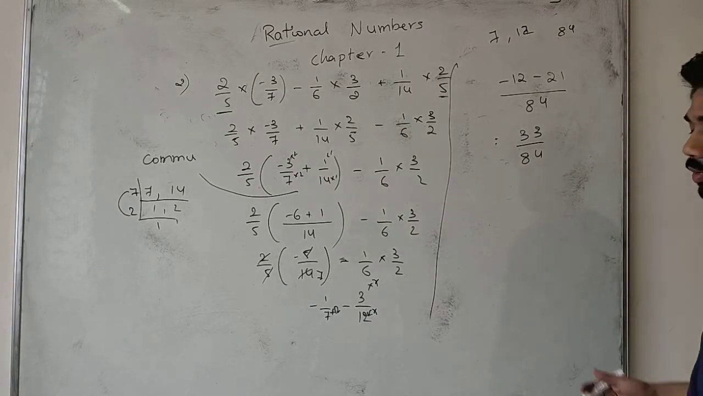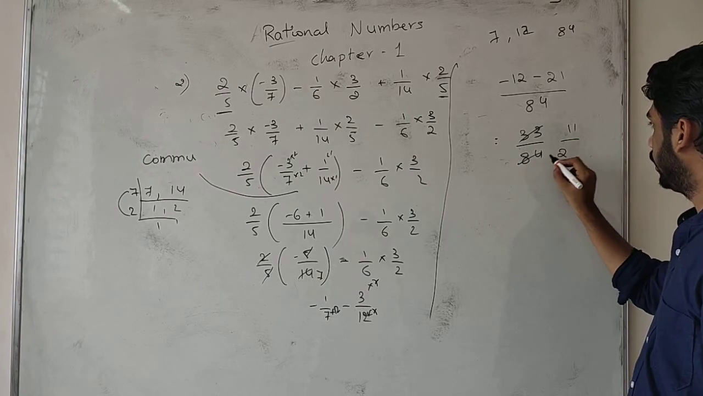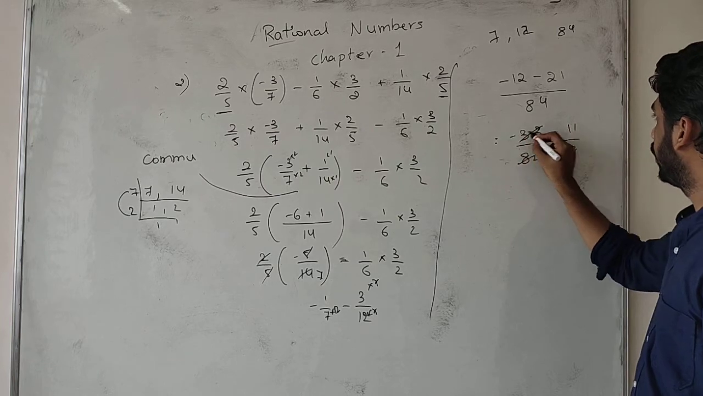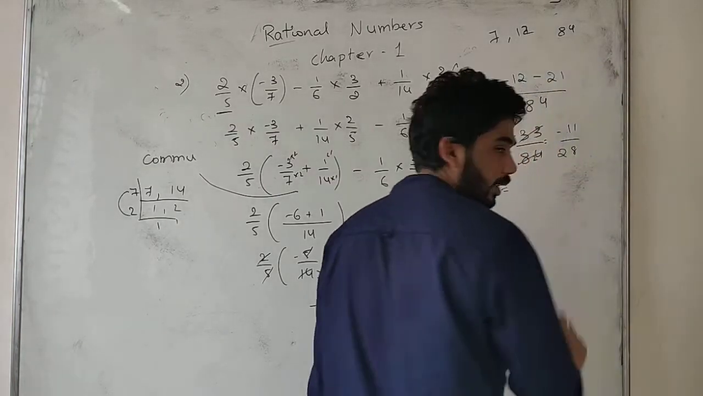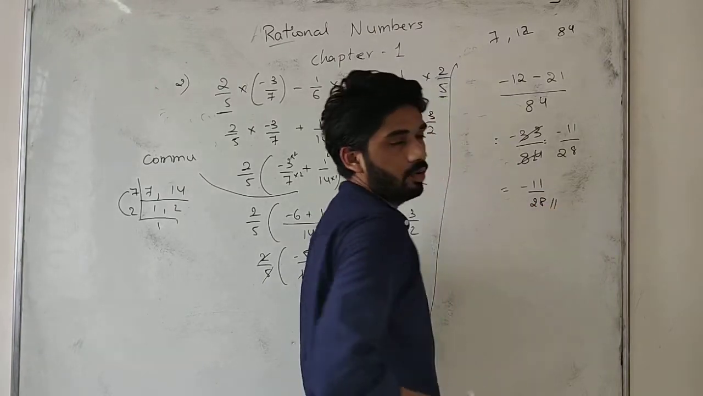Further you can solve it by 3 elevens are 33, 3 twos are 6. So we will get as a final answer minus 11 by 28. This is your required answer.